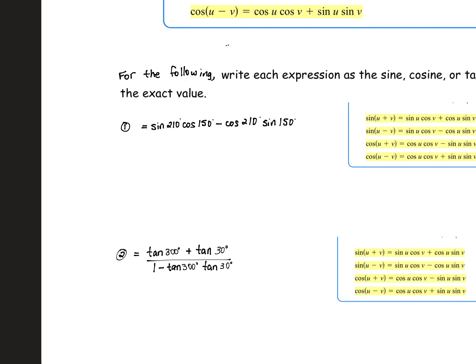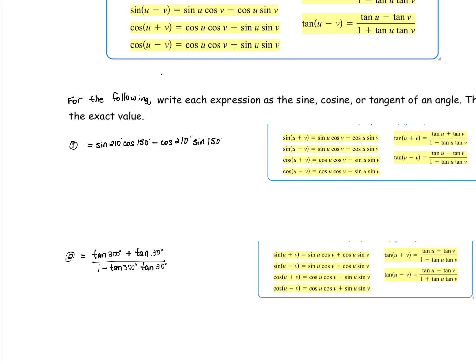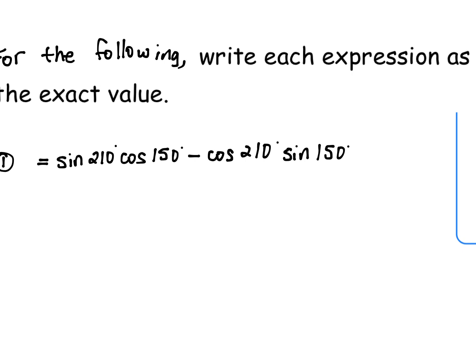All right, this last bit I'm going to talk to you guys about. This is that one where we're working backwards. You're going to write each expression as sine, cosine, or tangent, and then find the exact value. So we're going backwards. The first angle is your A, your U, whatever it is in the formula. The second angle is the second one.